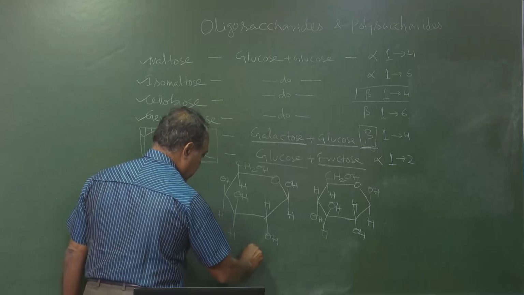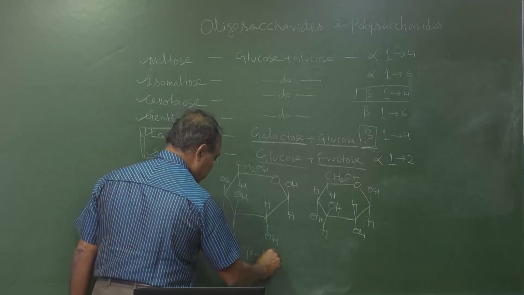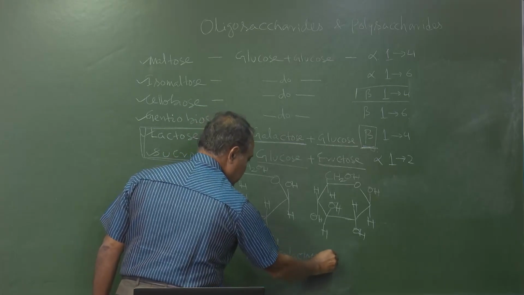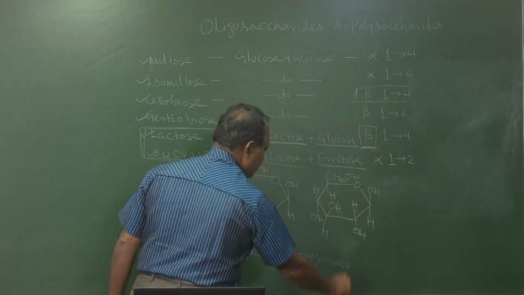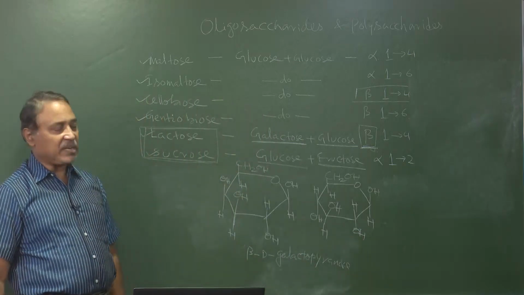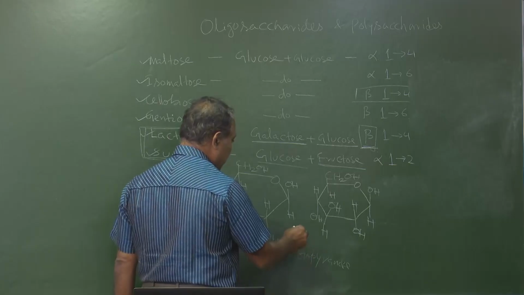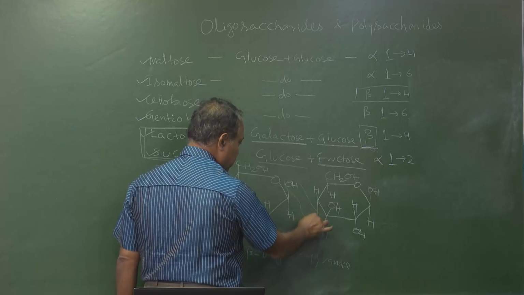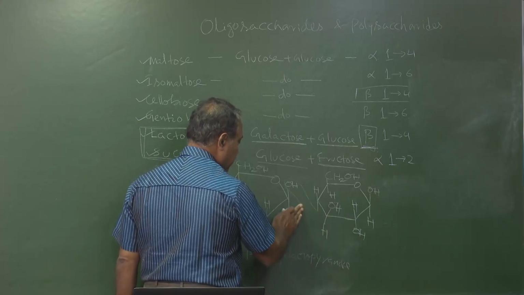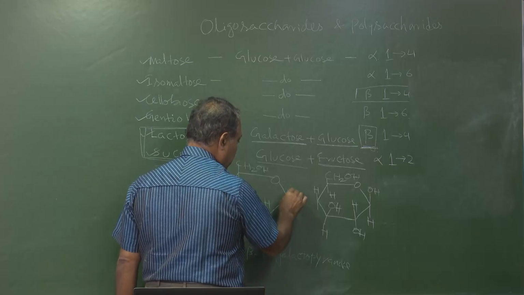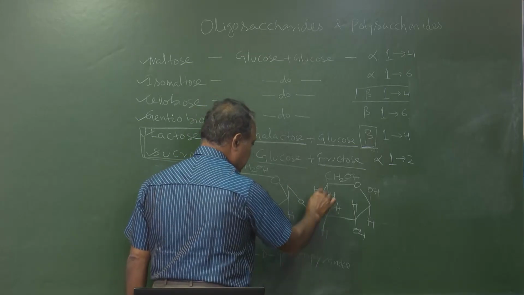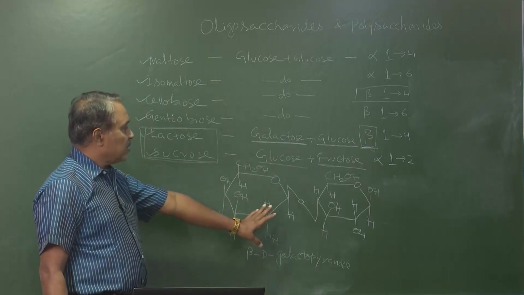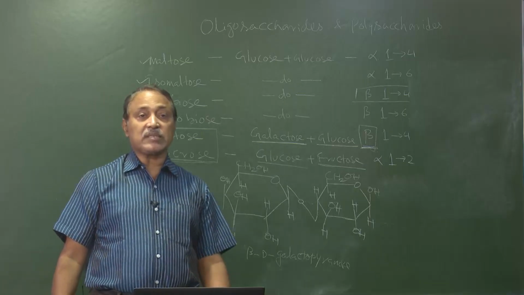So this is your beta D galactopyranose. And this is beta D glucopyranose. So what will happen? We will have a beta 1,4 linkage. We have to replace it with an ether linkage, the glycosidic linkage. So this is the lactose. Lactose we find as the milk sugar.